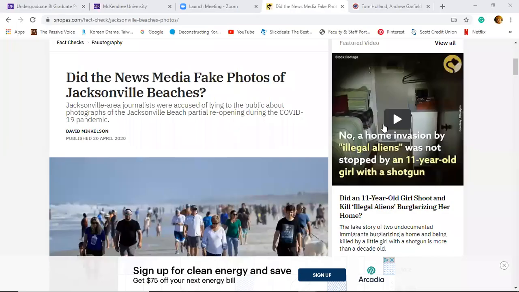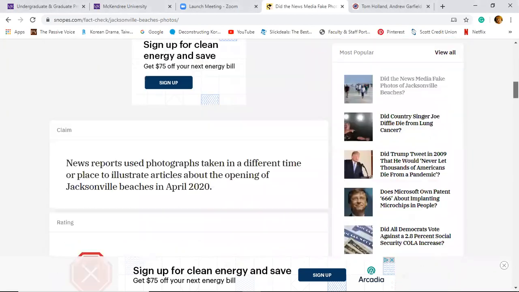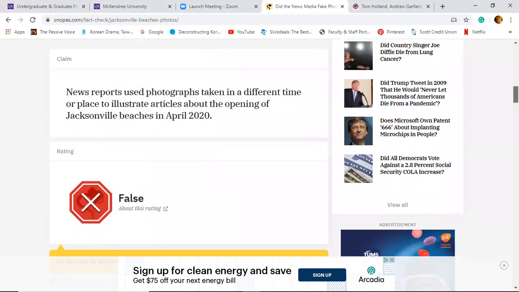The media was accused of this recently. Florida opened up some of their beaches, right? So did the news media fake photos of the Jacksonville beaches to make it look like they were crowded and having trouble with social distancing? So if you go down here, it says this is false.